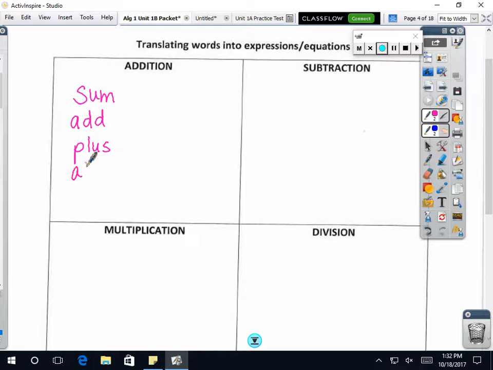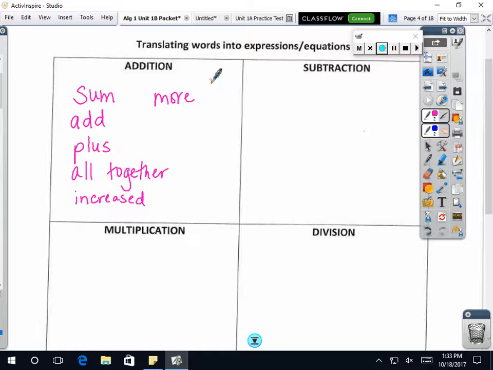I have heard kids say, like, all together. It's kind of elementary, and I don't necessarily think you're going to see that on the work here, but I have heard people say that before. Yes, India? Okay, anything else? How about increase? What about more? If they say it's 7 more than the number, isn't that adding 7 to the number?